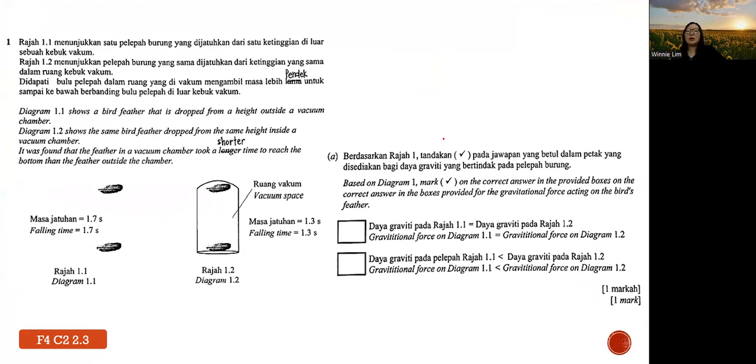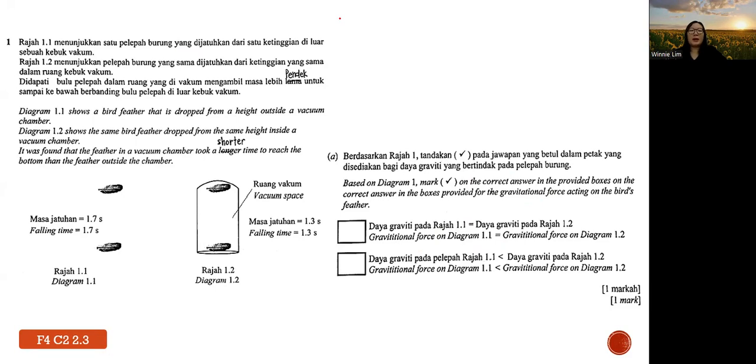Okay, so based on diagram 1, mark a tick on the correct answer in the box provided for the gravitational force that acts on the bird's feather. So which is the correct idea? The first idea is both have the same gravitational force, while the second one, the gravitational force on diagram 1.1 is lesser. So the answer is the first one.